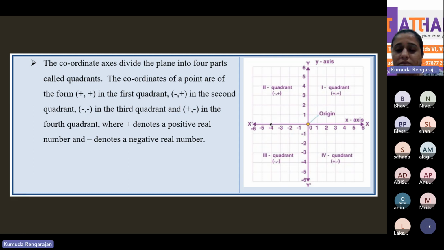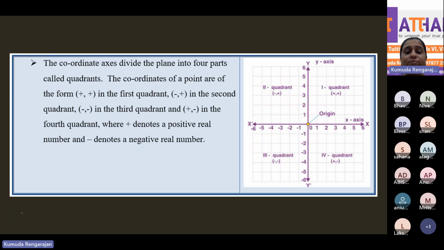Similarly, if a point is here, the address of this point is -4, and on the y-axis, 0. Here, this one, 1, 0. This point on the x-axis, you can't move at all. On the x-axis, it's 0. On the y-axis, it is 4. So 0, 4. This point on the x-axis, it is 0. And on the y-axis, it's -3. So this one is 0, -3.